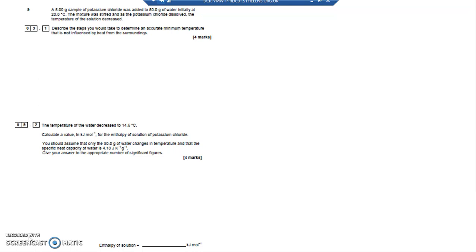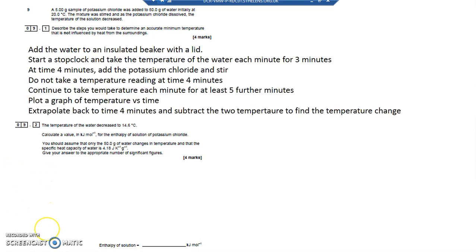So normally the kind of experiment you're doing is to work out a temperature change, and then you can use delta H equals minus MC delta T. So if you're trying to find a temperature change, normally you carry out this procedure. You'd add the 50 grams of water to an insulated beaker with a lid. Start a stop clock, take the temperature of the water for 3 minutes.